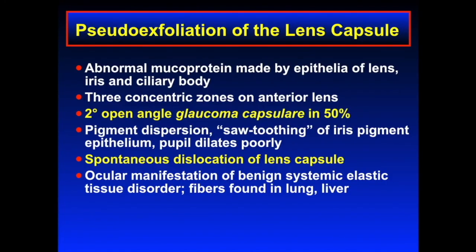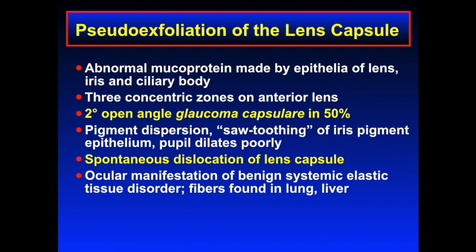Pseudoexfoliation of the lens capsule. The term was coined by Dvorak-Theobald to distinguish this common condition from true exfoliation or capsular delamination, which is rather uncommon. In pseudoexfoliation, there's an abnormal mucoprotein that's made by the epithelium of the lens, the iris, and the ciliary body. There's typically 3 concentric zones of material on the anterior lens. About 50% of the patients develop secondary open-angle glaucoma that's been termed glaucoma capsulare. In some areas of the world, this is a very, very important cause of glaucoma.